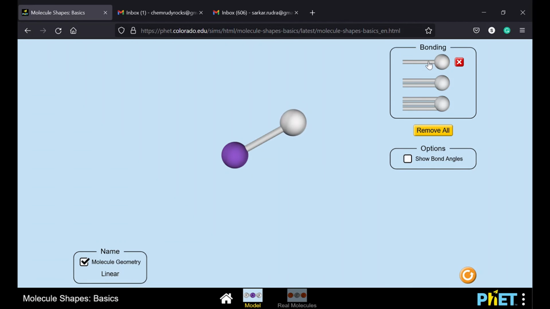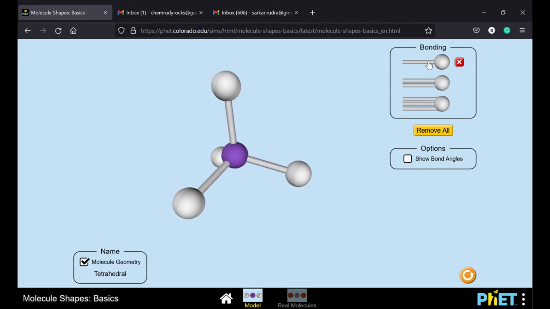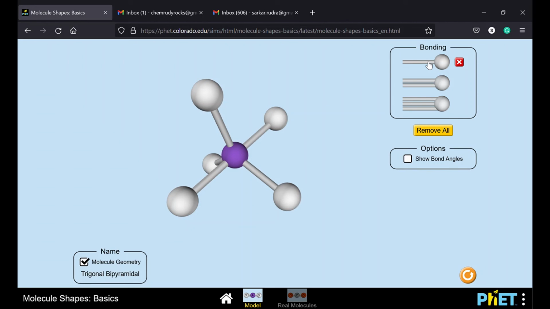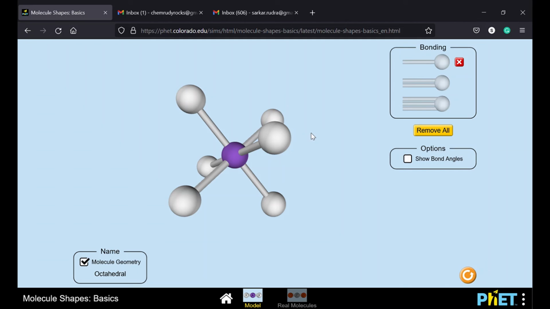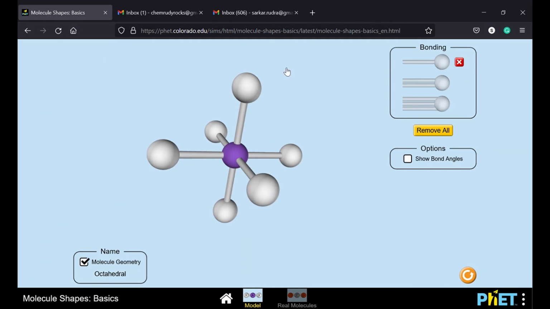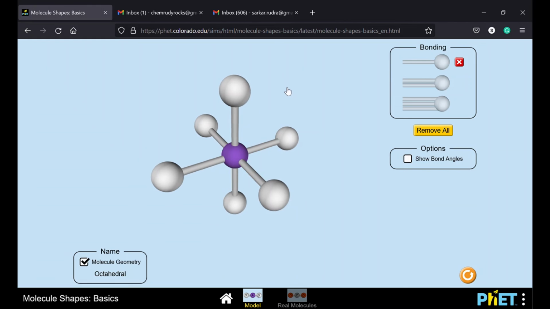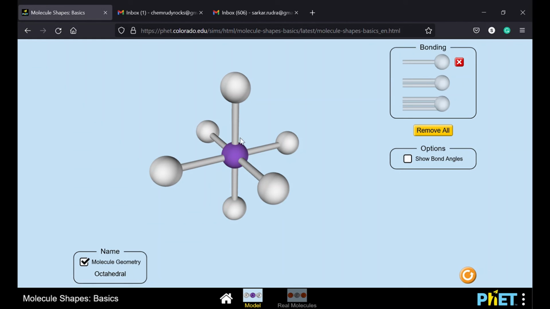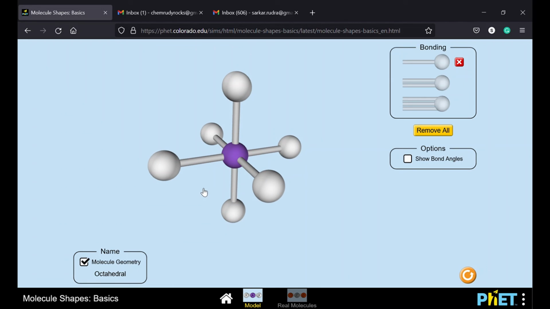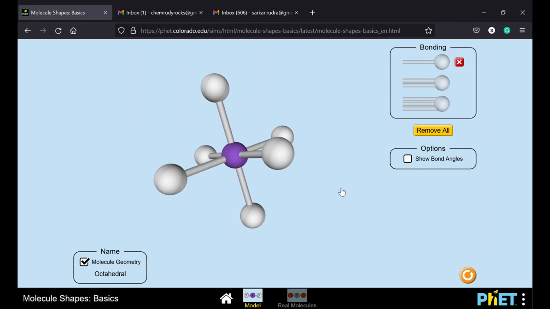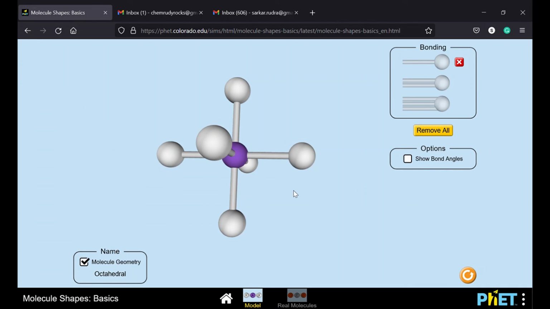Now what if there are six bonds? What kind of arrangement can we think of? So this particular molecule can be SF6, where sulfur is in the center and fluorine is at the periphery. So these white atoms are fluorine and the purple atom is your sulfur. And the shape of the molecule over here is obviously octahedral. Now, if I rotate the molecule for you, you can see how it is like.